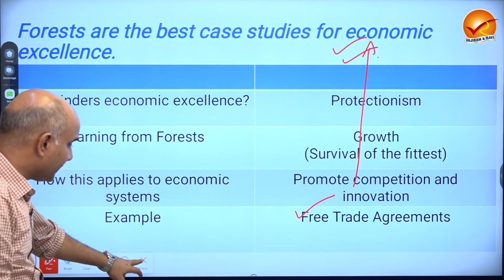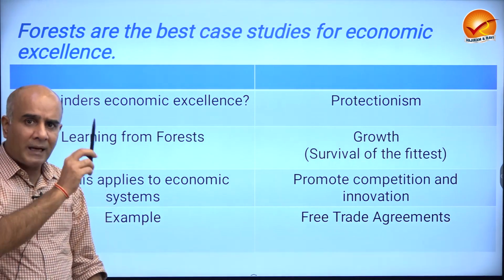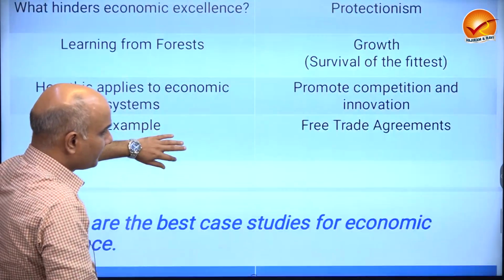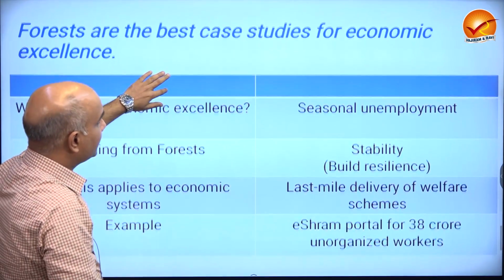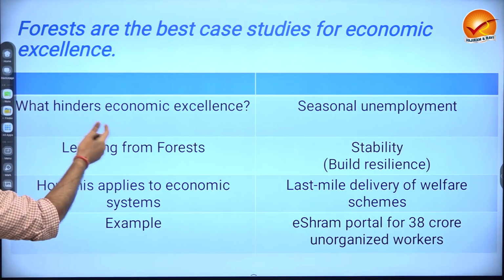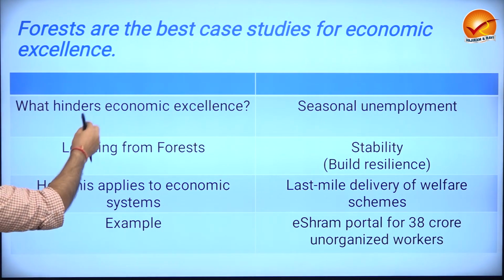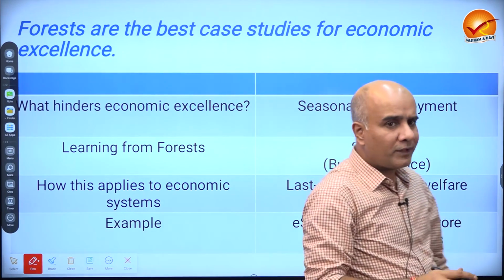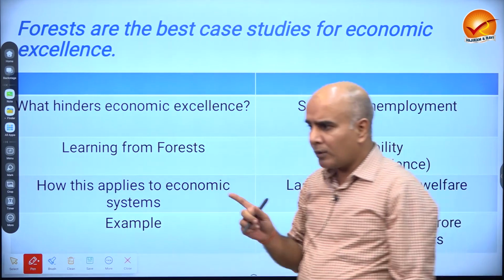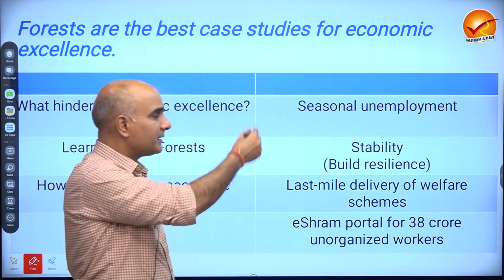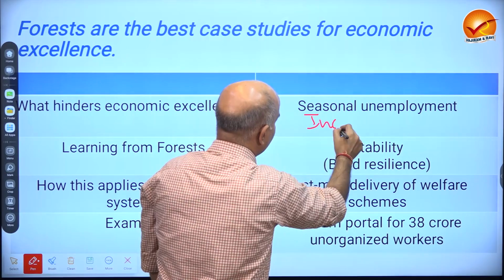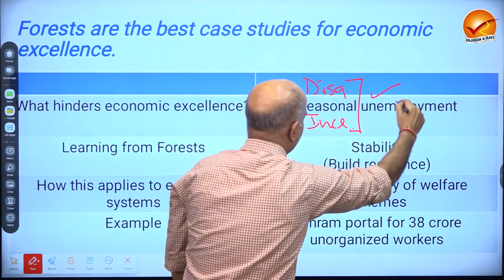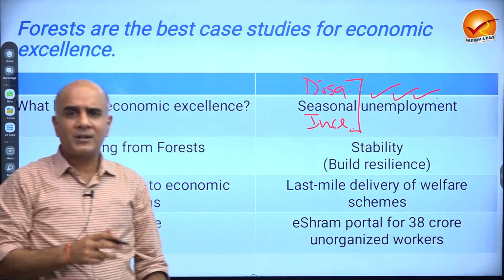That's one more thing that Forrest teaches us, that for growth, you will have to maintain the survival of the fittest. Another learning that we get from Forrest is the learning related to stability. What do you mean by stability? Now, one major hindrance, especially again in our country, for economic excellence is what we call unemployment. That unemployment, there are many ways you can categorize it. You can say there is seasonal unemployment, increasing unemployment, disguised unemployment and so on. Bottom line is that the unemployment rate in the country is extremely high.